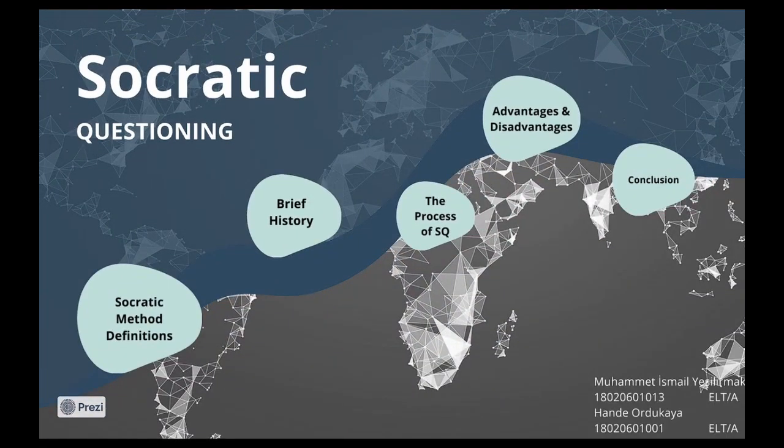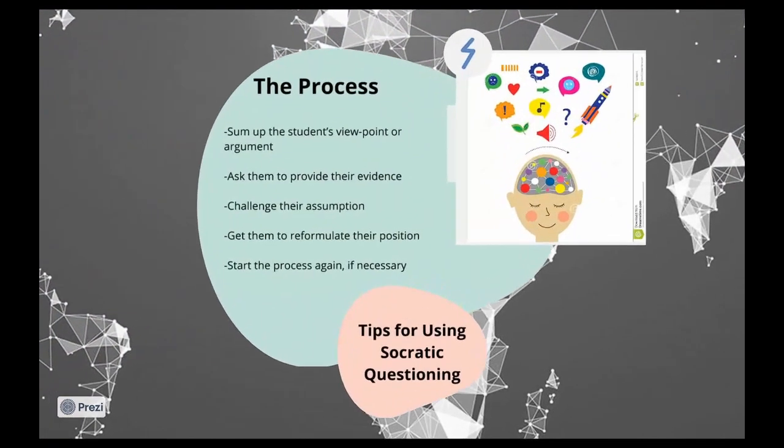And now, let's talk about the process of the Socratic questioning method. Sum up the students' point of view or argument. Get them to clarify their position and try to repeat it back to them, and ask them to provide their evidence. Find out why they are thinking in that way. Discover the facts, beliefs, or assumptions that underpin their standpoint. Challenge their assumptions. Use further questions to show any wrong assumptions.